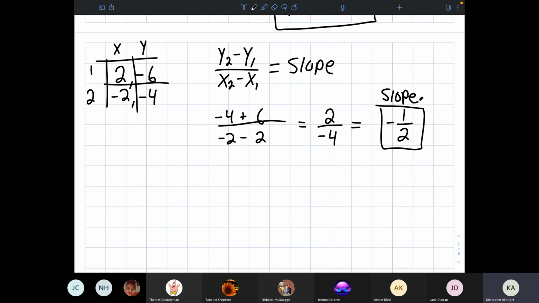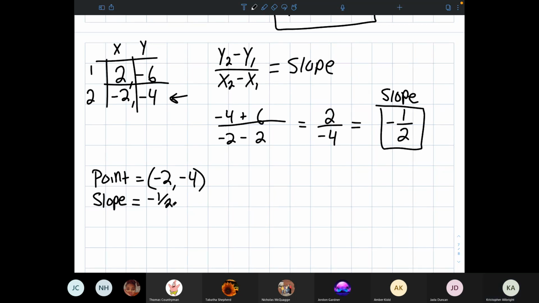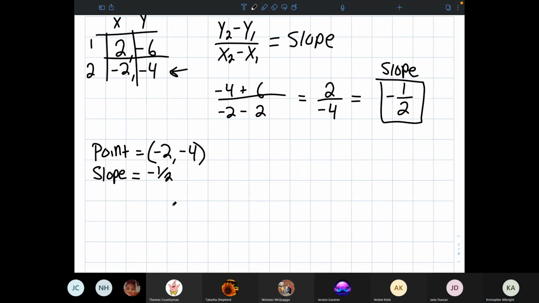And now we have 2 points, so we can use either one of these points, up to you, for point slope form. I'm going to use the second one, doesn't matter though. So my point is -2, -4, and slope is -1/2. From here we use point slope form because we have a point and a slope. So y minus y1 equals m times x minus x1.